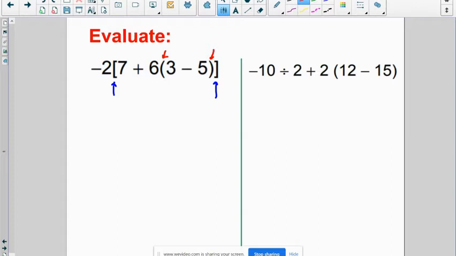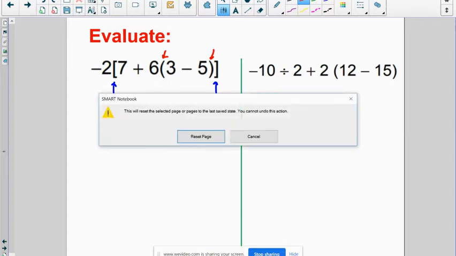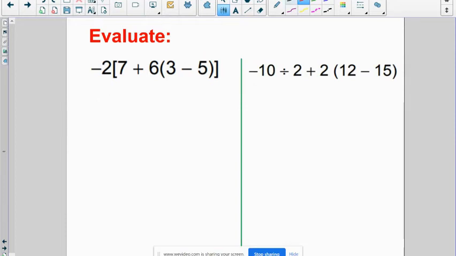When you have multiple grouping symbols, you always work with the one that's inside first, or innermost first. So we're going to start with the 3 minus 5. Everything else stays the same. So 3 minus 5 is negative 2. Next, we're trying to work inside the brackets, the 7 plus 6, and then parentheses negative 2.